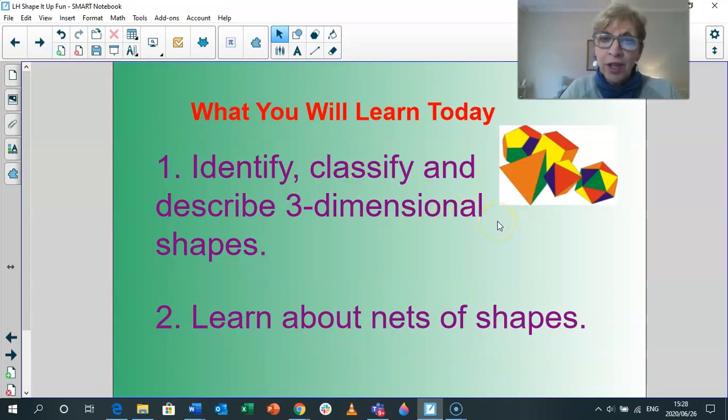So, what will we learn today? Well, we will identify, classify, and describe three-dimensional shapes, and that's what 3D means. The D becomes a capital D when we shorten the name from three-dimensional to the term 3D shape. And we will then learn about the nets of shapes, and that, grade 3s, is how you will build a three-dimensional shape, which is really interesting. It's almost like being a builder or a designer. So that's quite a lot of fun.